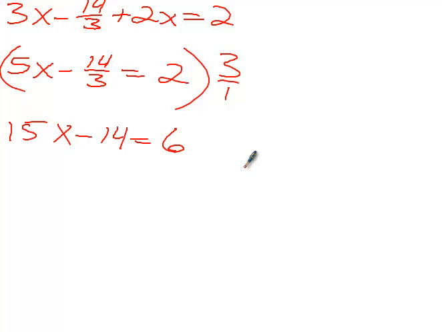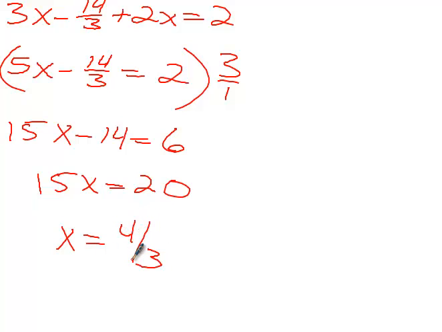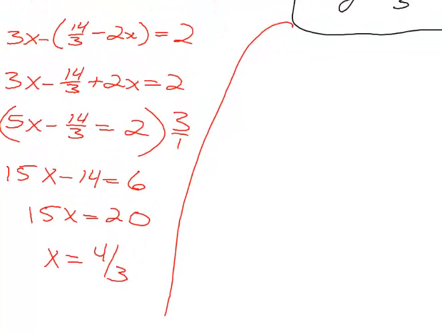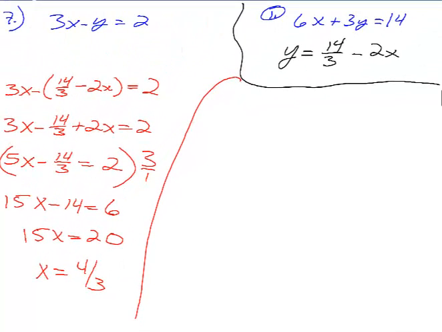So now how do you get x by itself? Not yet. Add 14. So 15x equals 20. And then what do you do? Divide by 15. So x equals 20 over 15, which is 4 over 3. All right, take your answer, plug it back in.